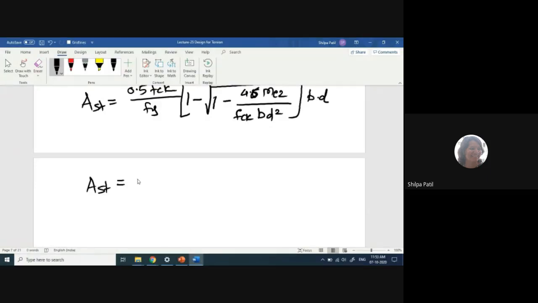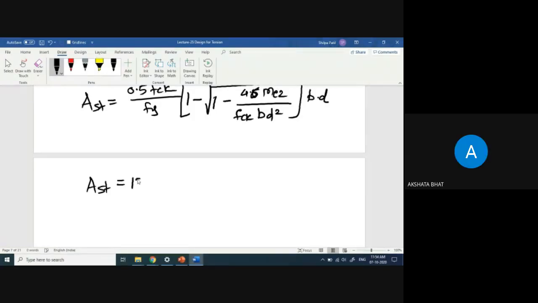Guys, value. What is the value? What is AST you're getting?